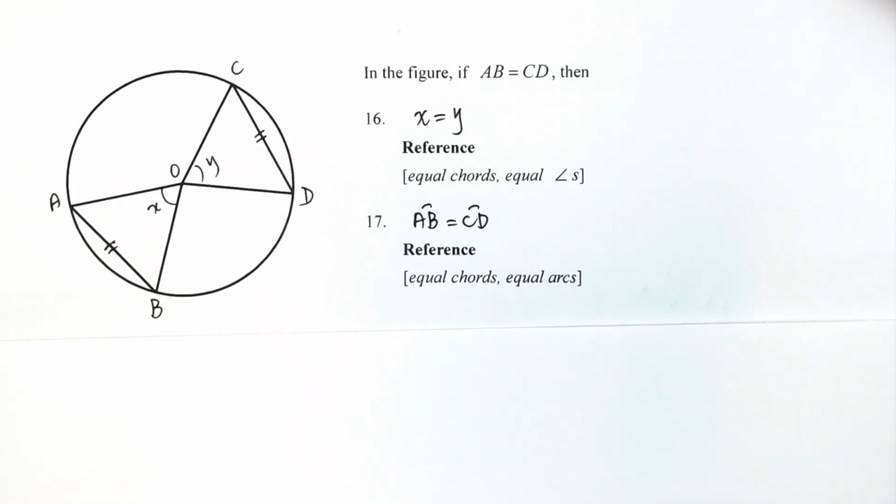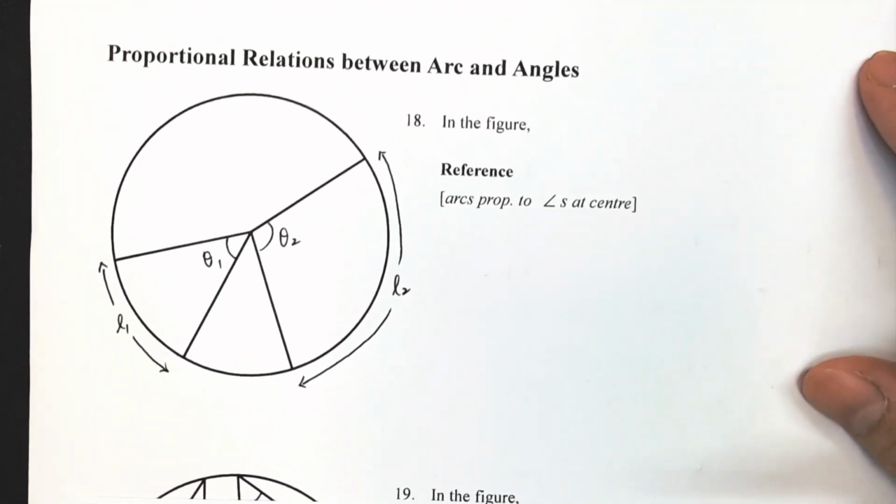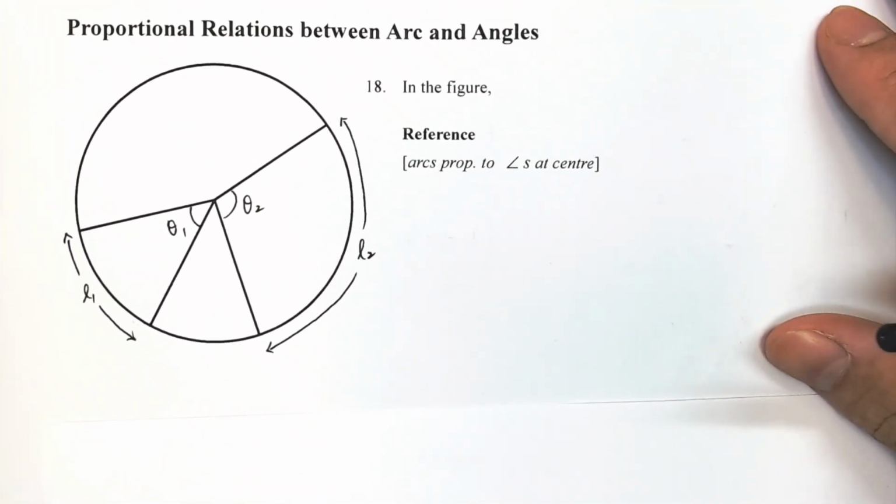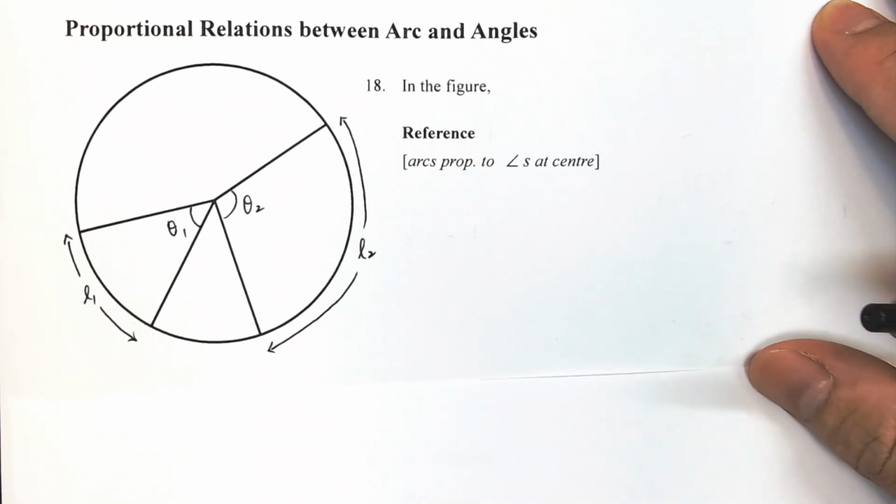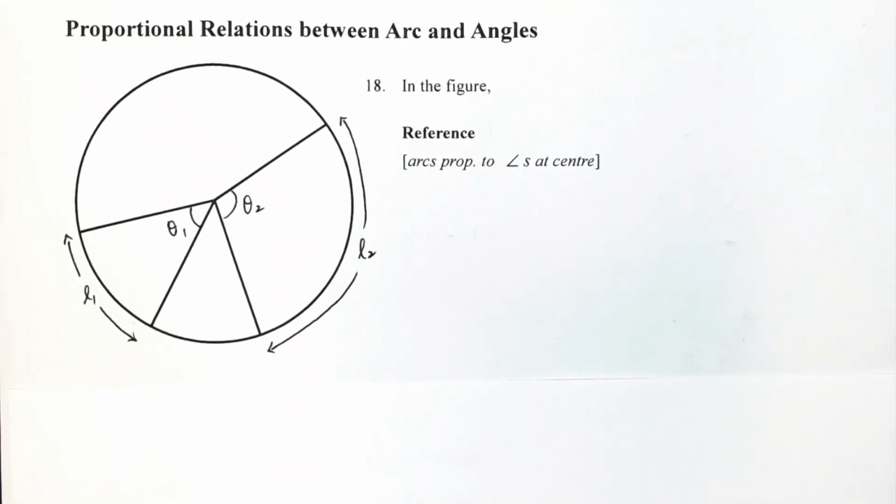And now, when we are talking about things being equal, what about things that are not equal, but are in proportion? Now, I'm going to talk about the proportional relations between arcs and angles. And you should figure out, why is chord missing? I will explain to you later why chord is not in the relation about proportion.